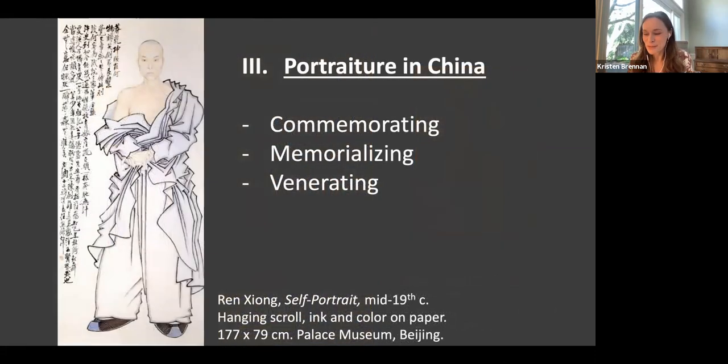Let's pause on that idea of memory for a moment to talk about portraiture. Here, I think it's really helpful to broaden the scope, to flag to your students that self-portraiture is one subset of this larger category of portraiture. We may think about portraiture in China with these words that I've listed here, some of the functions that we might use to describe portraiture in China, some words like commemorating, memorializing, and very specifically also venerating, which is very important in Chinese portraiture throughout history.